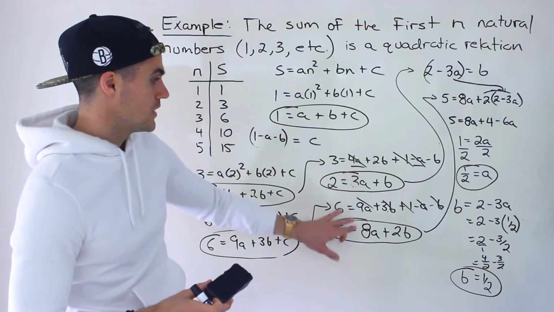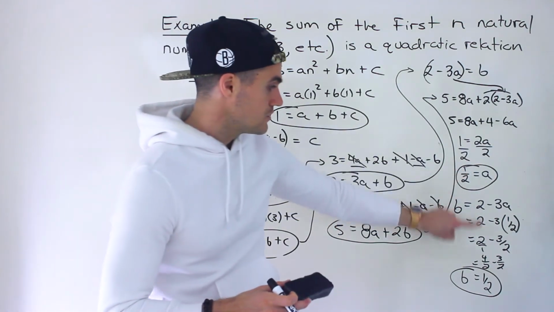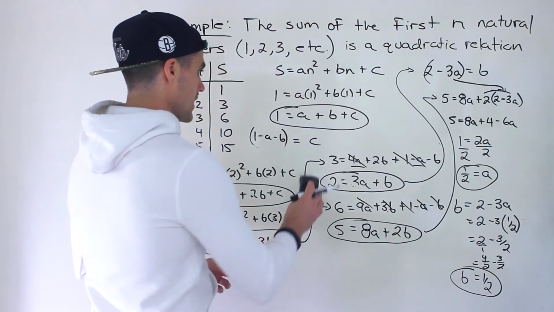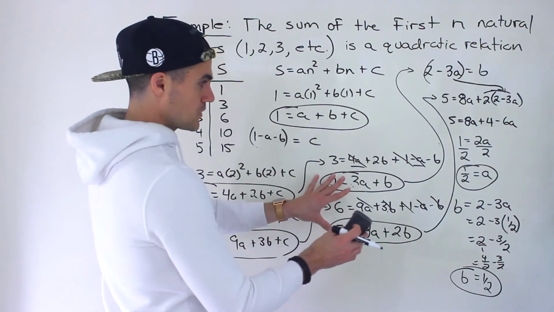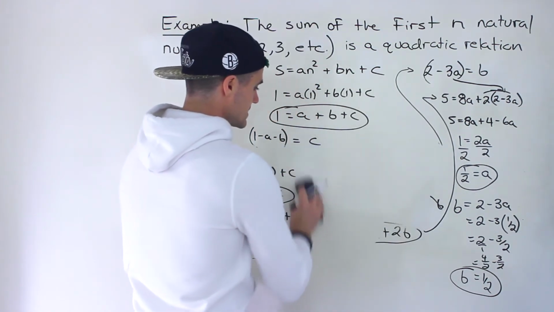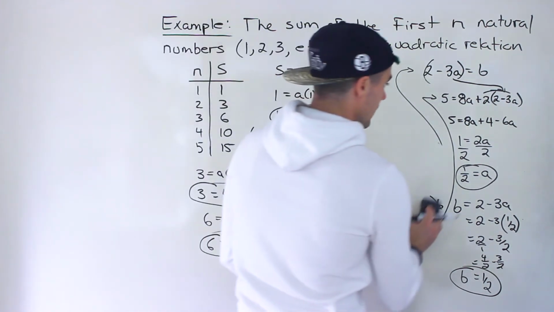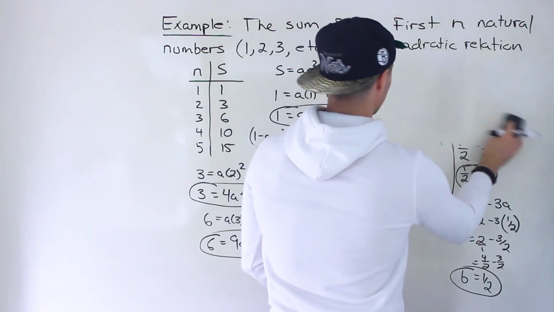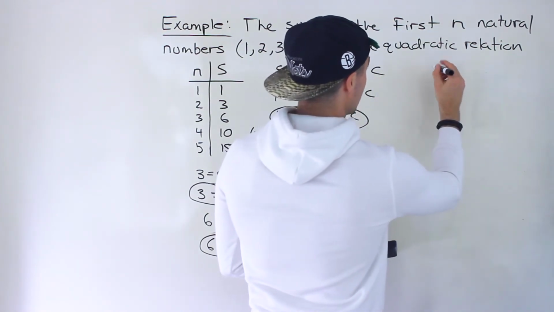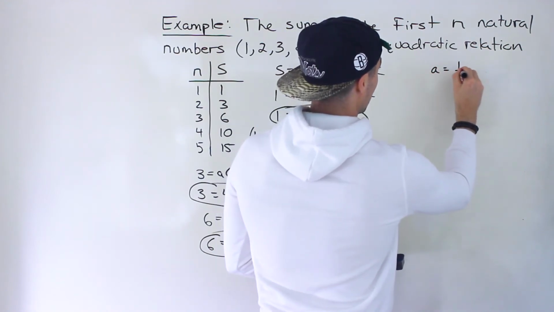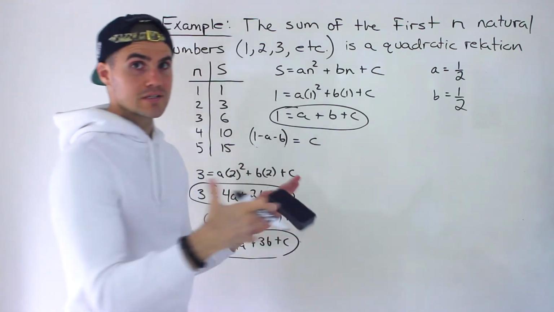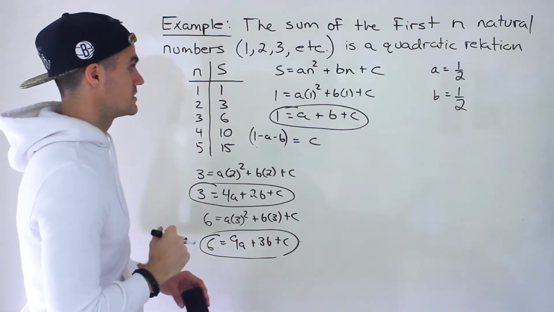So from these two equations, we got the a value, we got the b value. So what I'm going to do is erase these because we don't need these anymore, right? All that's left to find is the c value, and none of these have the c value. But I'm still going to write out our solution. So we got an a value of 1 over 2, we got a b value of 1 over 2. And now what's left is to find the c value.